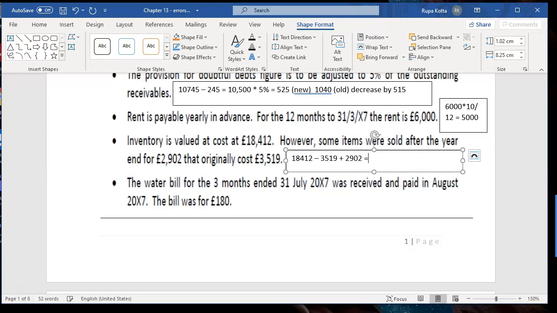So calculate the new value of the closing stock. The new value is 18,412 minus 3,519 plus 2,902. The new value of the closing stock is 17,795. This is the net realizable value, 17,795, whereas your cost is 18,412. And as you know, according to IAS 2, you only record the lowest value. So the lowest value is 17,795. So this one will become the value of your closing inventory.